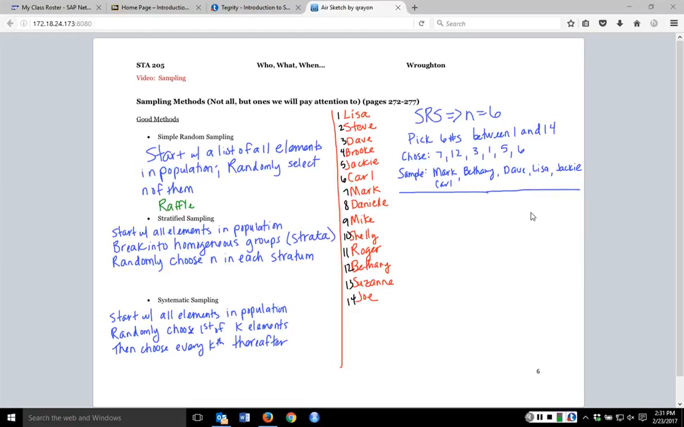Now a stratified random sample, a little bit different. So first I've got to break these up into groups. The names I chose here were a list of basically math and stat professors here at the university. So the first thing I'm going to do is break them into my math and stat groups. So my stat people are 3, 4, 5, 6, 7, and 14. And my math are the rest.